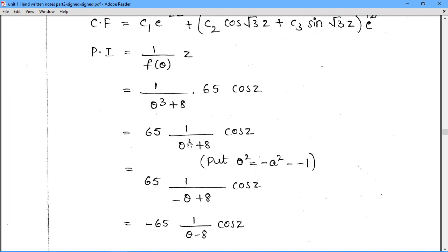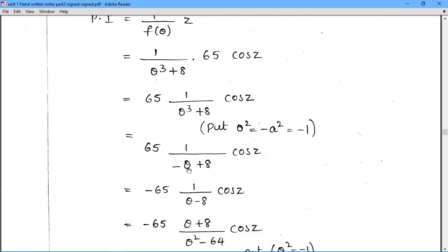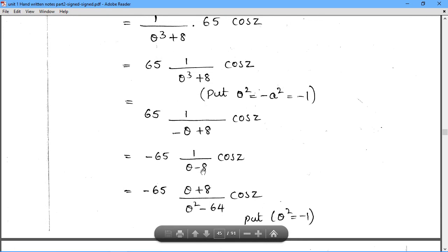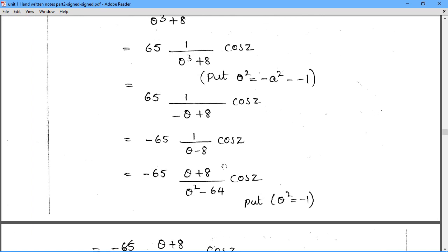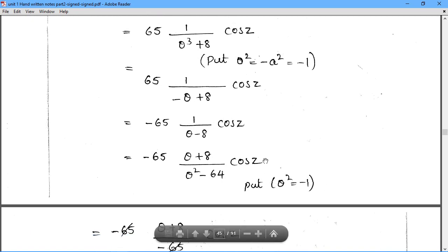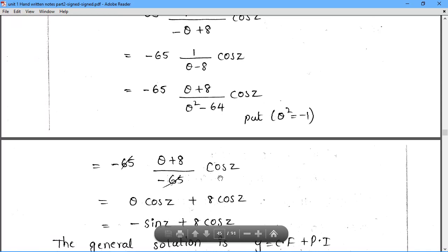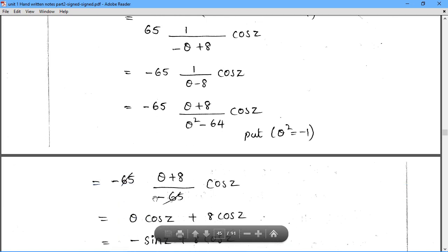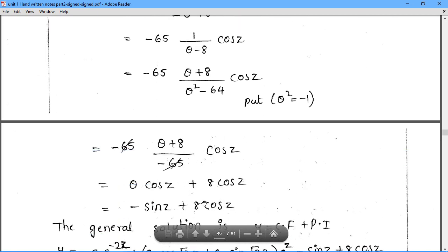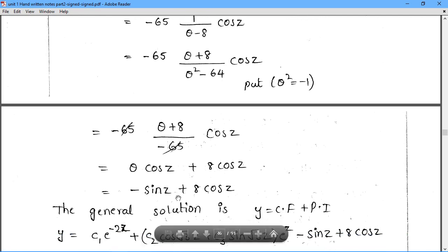Theta cube can be written as theta square into theta. So theta into minus 1 minus theta plus 8. Minus can be taken as common. Now we will have theta minus 8. Now to get theta square in the denominator, we have to rationalize with theta plus 8. So rationalizing with theta plus 8, we will get theta plus 8 by theta square minus 64. But what is the value of theta square here? Minus 1. But minus 1 minus 64 is minus 65. Clearly minus 65 and minus 65 get cancelled. Operating with cos z, theta cos z. But theta means d by dz. D by dz of cos z is minus sin z, so minus sin z plus 8 cos z. It will be the required particular integral.